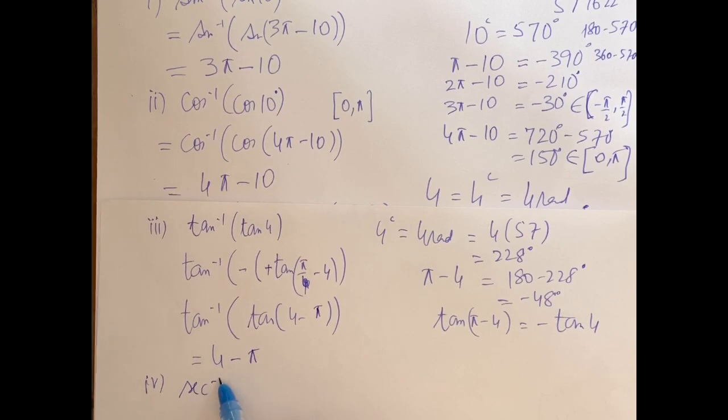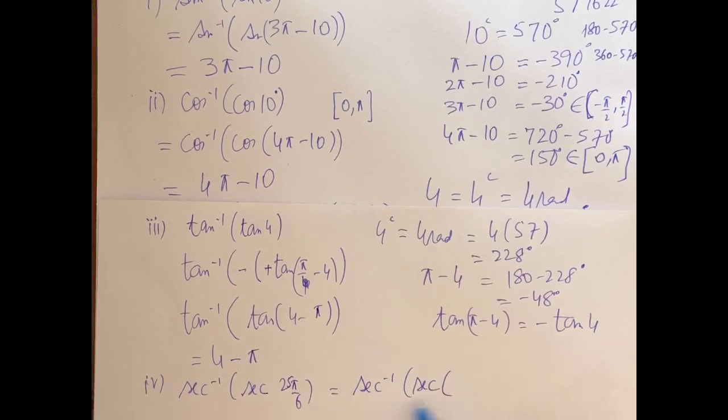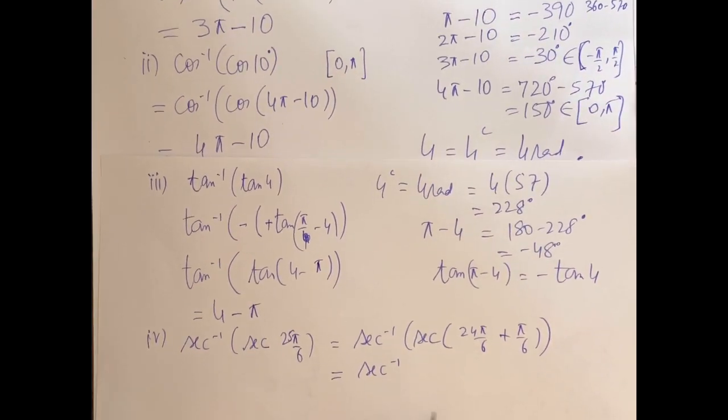The fourth part: we have secant inverse of secant of 25 pi by 6. 25 pi by 6 can be written as 24 pi by 6 plus pi by 6. This will be secant inverse of secant of 4 pi plus pi by 6, which is secant of pi by 6, which is pi by 6.